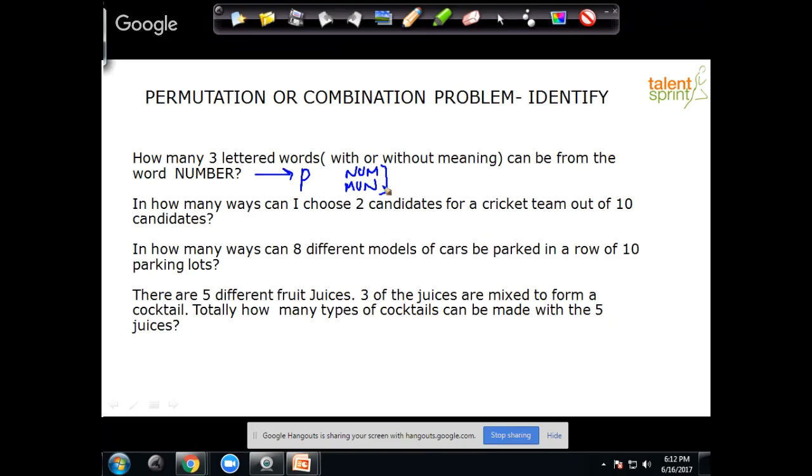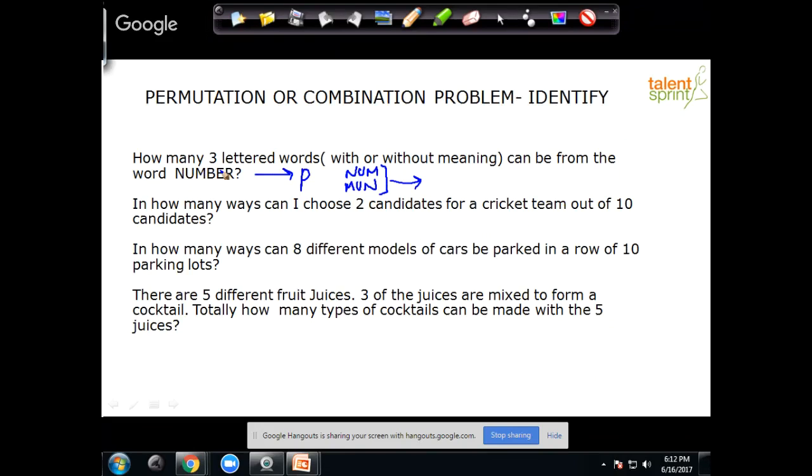Satish Kumar says it is combination. No, Satish, it is permutation. Why? See, NUM, MUN. These are 2 different words, correct? Using the same letters. So here what we should know is that the order is important. So if the order is important and the order has to be taken into consideration, the problem is on permutations.